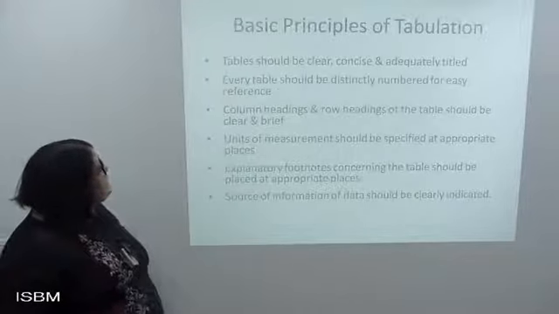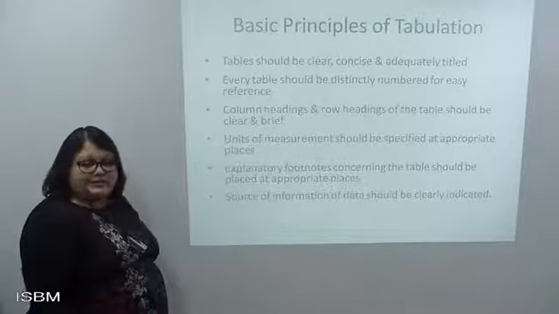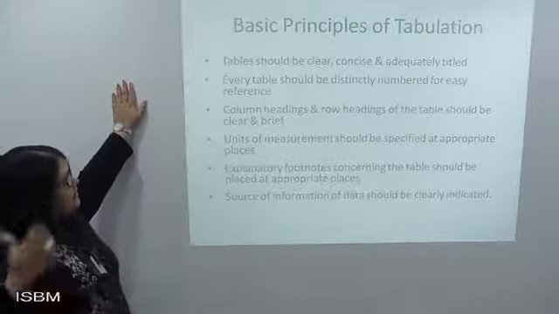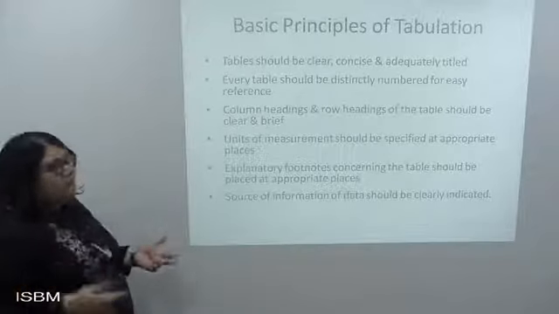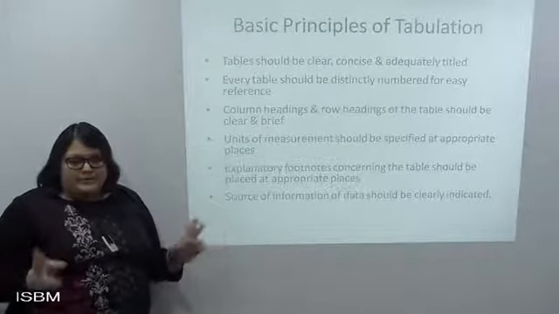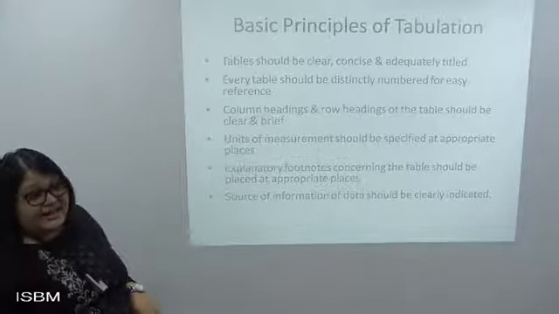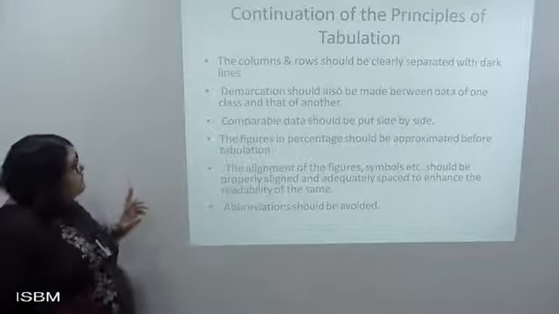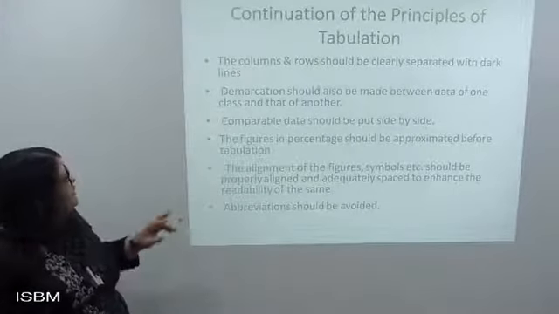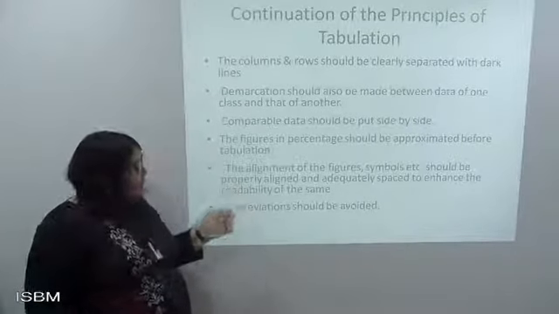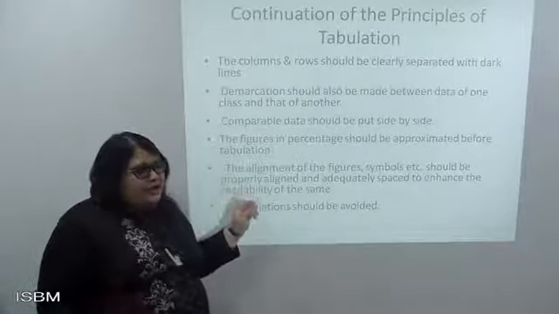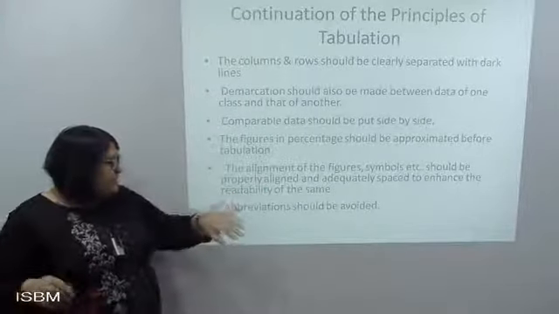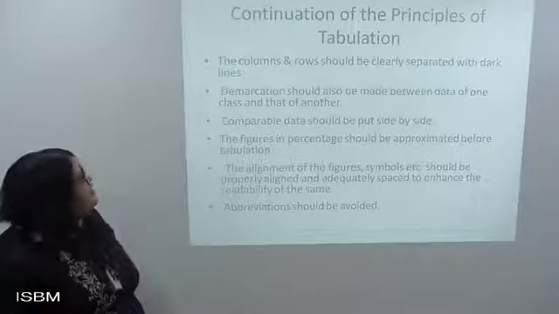So basically these are the steps you need to remember while making your tabulation. That is, it should be clear, concise, it should have a good numbering, columns and rows should be properly given, color spacing should be done, headlines and columns should be clearly demarcated, then percentage should be clearly shown, then the difference between data should be highlighted, then the symbols and the figures you use should be clearly marked, and lastly you need to avoid the abbreviations.